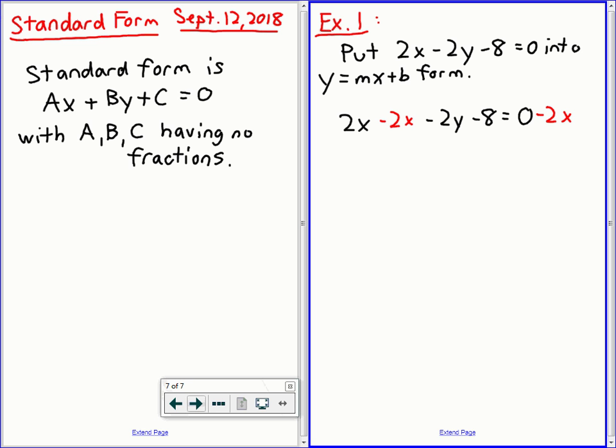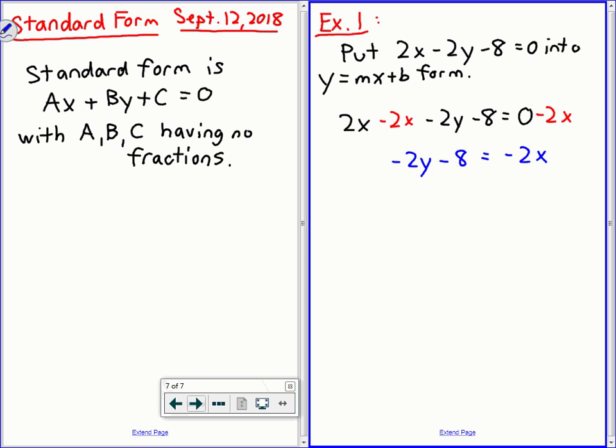So we're left with negative 2y minus 8 equals negative 2x. Now I'm going to slow down here because I need to make sure these steps are very good, because isolating a variable is very important in this course, and in science. So all we're going to do is take everything on the left that's not a y and move it across. So the 2x moved across.